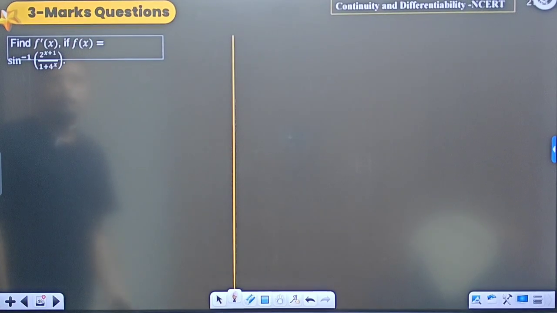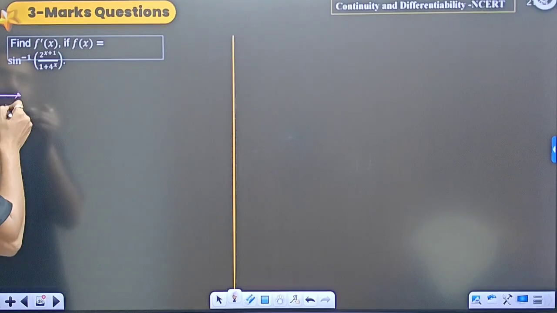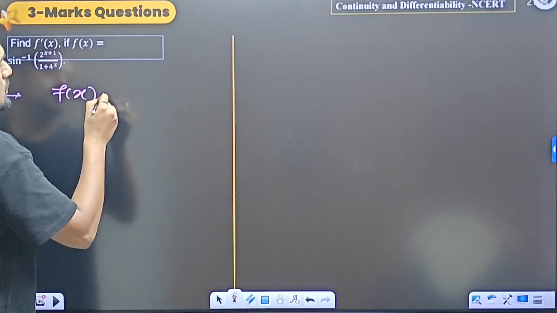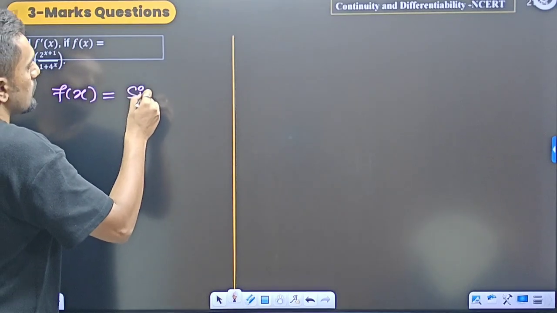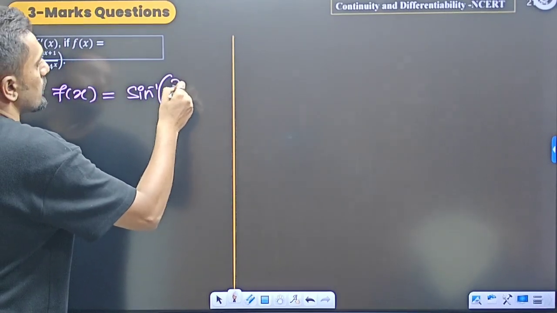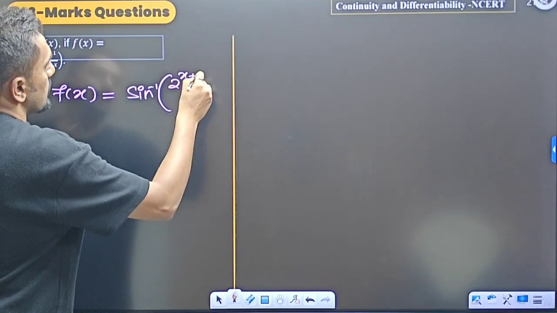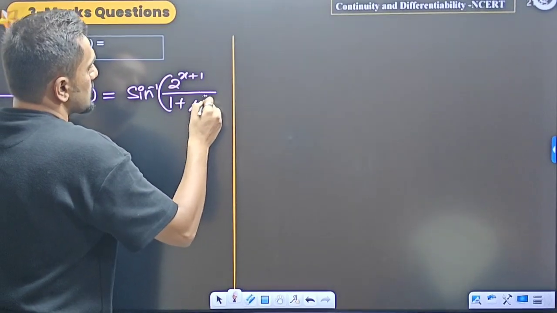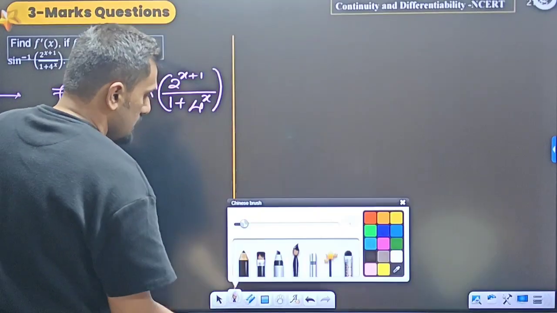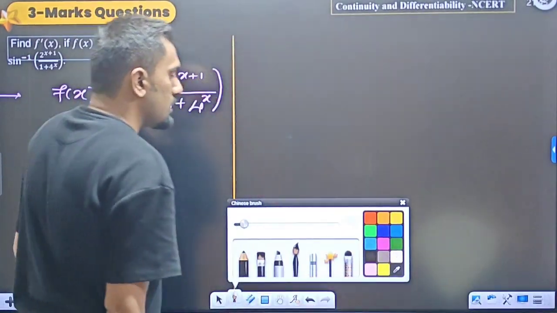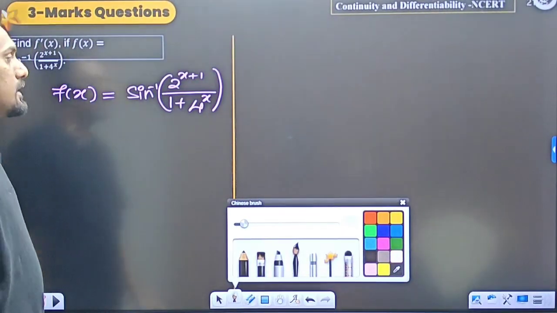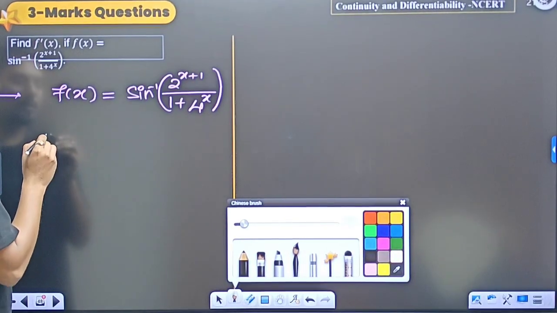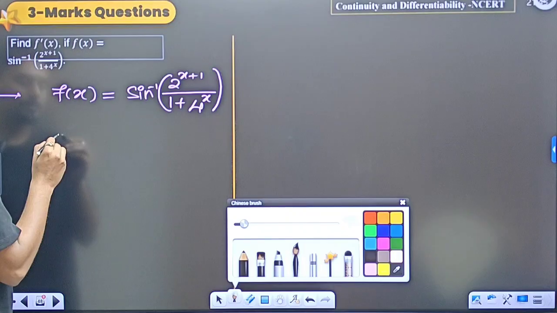Then the next question is: find f dash of x if f of x is equal to sine inverse of 2 raised to the power x plus 1 divided by 1 plus 4 raised to x. Okay, which is a solid question. This question is given in miscellaneous examples. So what do we do here? We use substitution.